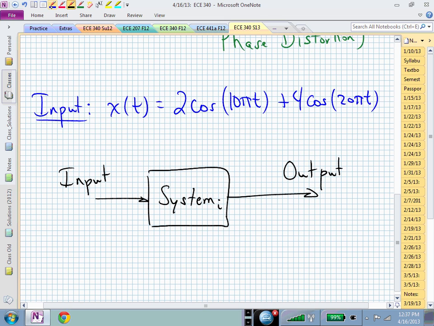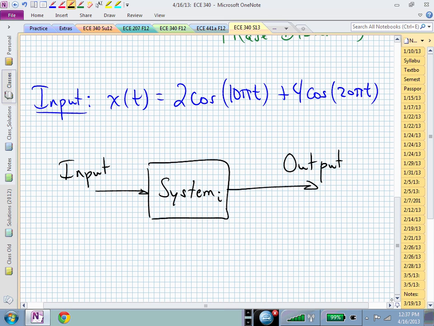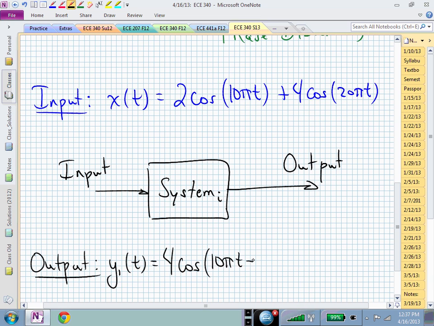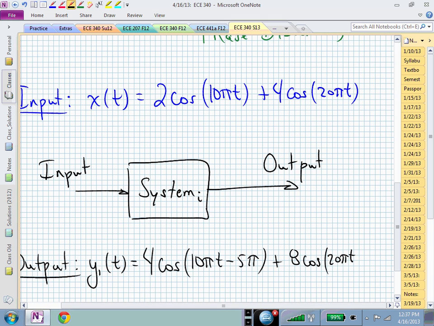Here's the first output. Suppose now that we say output number 1 from system 1, let's say y sub 1 of t, is 4 cosine of 10 pi t minus 5 pi plus 8 cosine of 20 pi t minus 10 pi. I'm running out of room, but I guess I have a wide piece of paper.